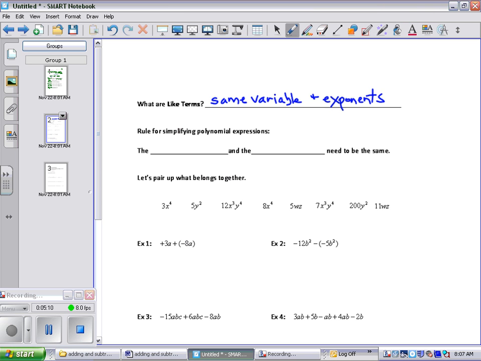And there's always a rule for simplifying polynomials. The blank and the blank need to be the same. Well, what did I write up above? Variables and exponents need to be the same. I'm going to try to drill that in so we always remember that. The variables and the exponents need to be the same.